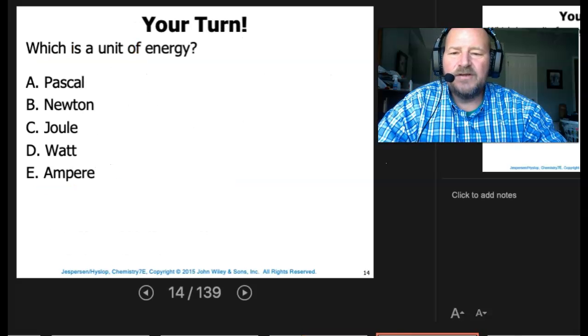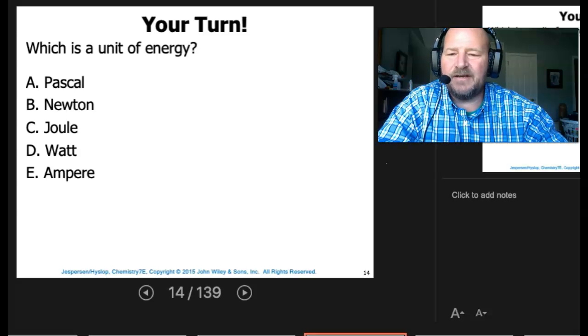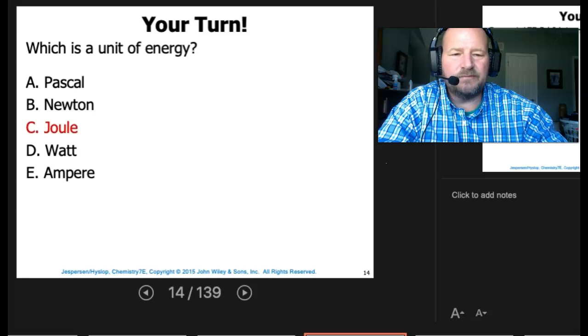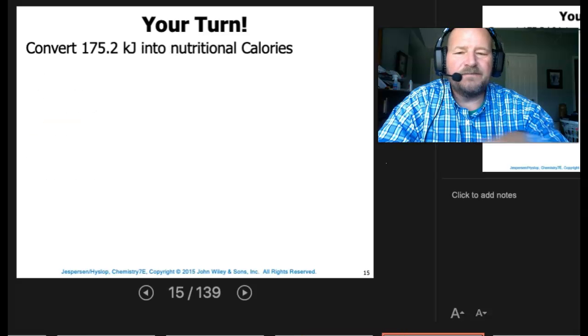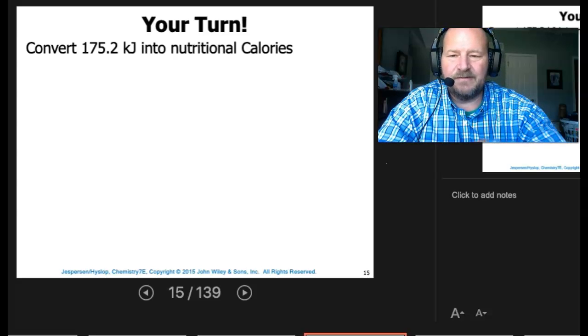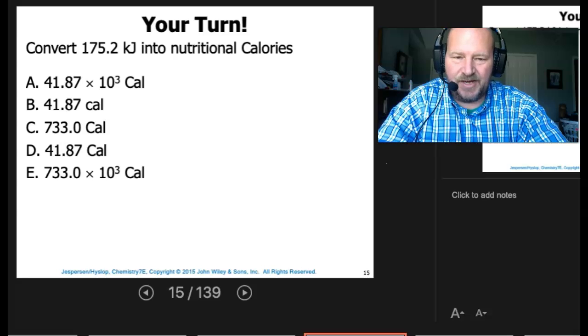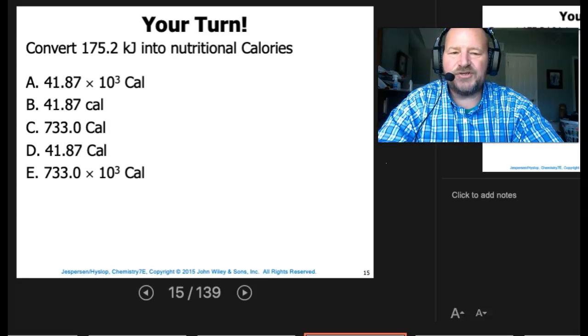All right, so your turn then. Which is a unit of energy? Pascal, Newton, joule, watt, or ampere? And you better pick joule. All right. Convert 175.2 kilojoules into nutritional calories. 175.2 kJ into nutritional calories. And hopefully you got 41.87 here.